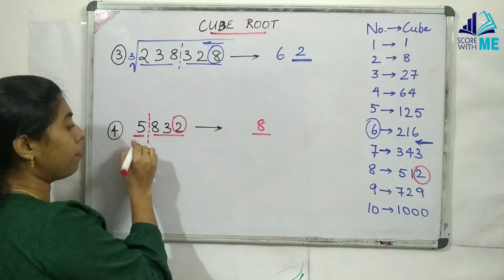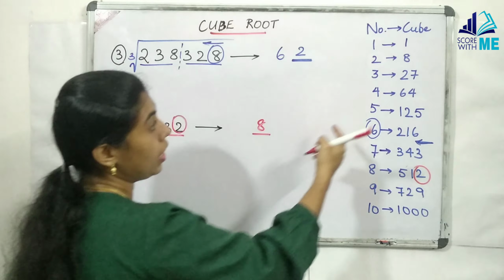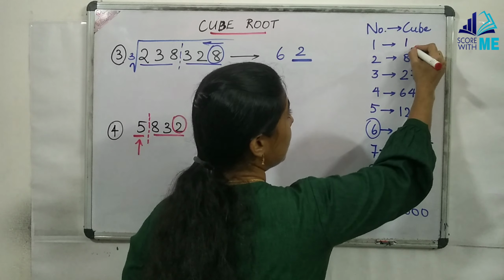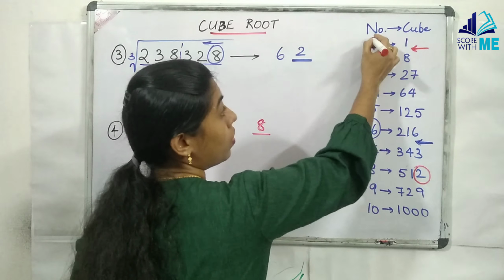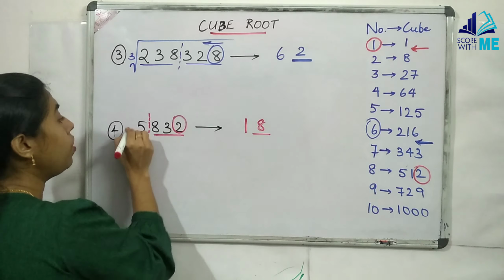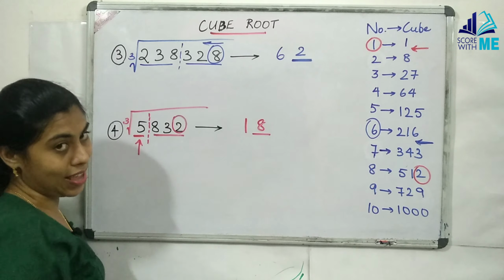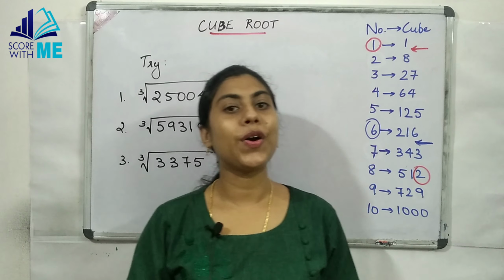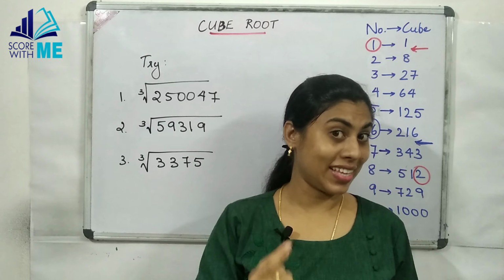Next 5. Which number has got the nearest cube to 5? It will come here. That is, it is after 1 cube but before 2 cube. So the lower number or the smaller number is taken. Hence its tens place will be 1, so 18. Therefore the cube root of 5832 is 18. Hope you had got an idea on how to find the cube root of any number quickly within seconds.